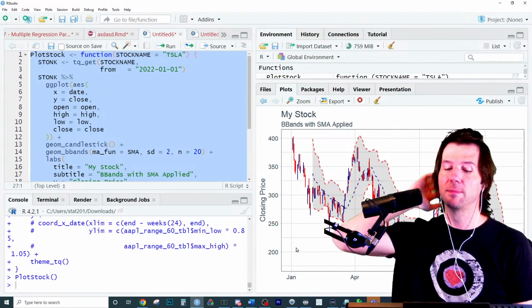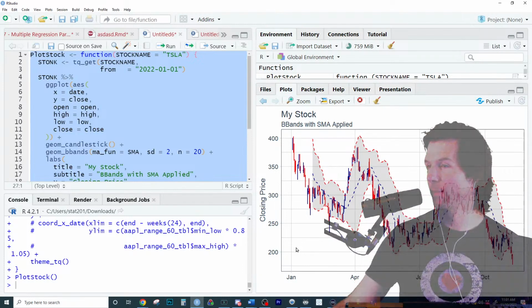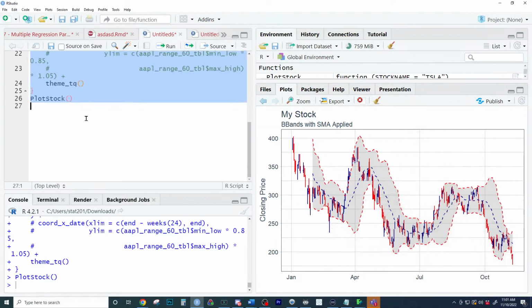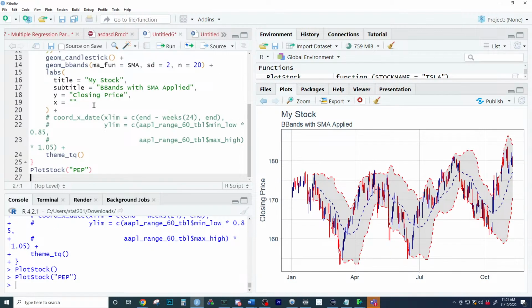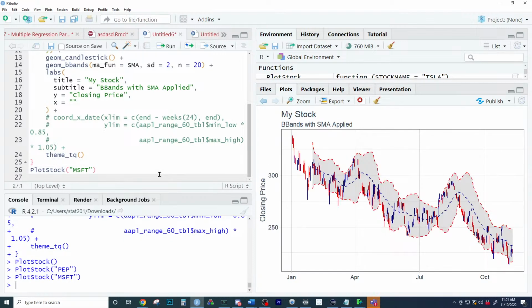Ooh, what's happening with Tesla? That's Tesla this year. And I've just created a function for plot stock where I can put in any stock and see what's happening with that stock this year. So you name a stock right now and I can plot it inside of R just like that.